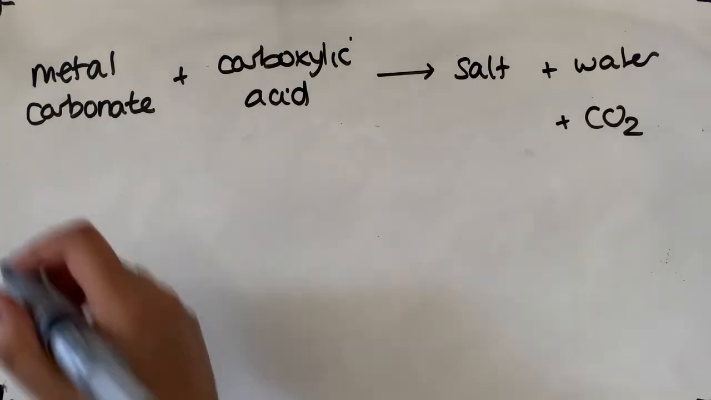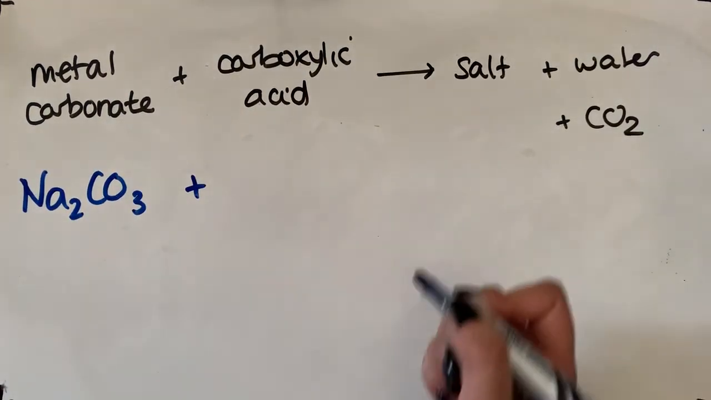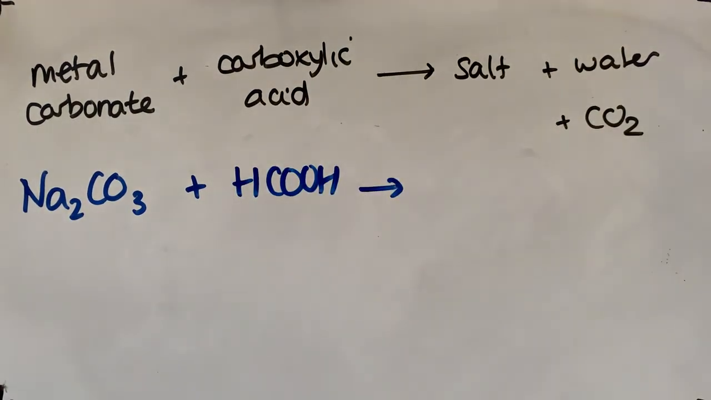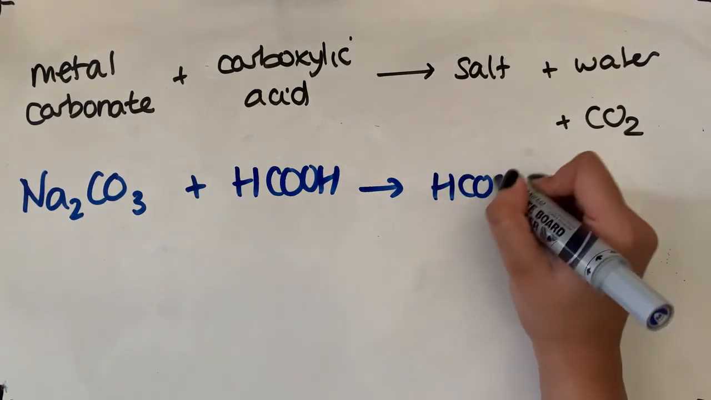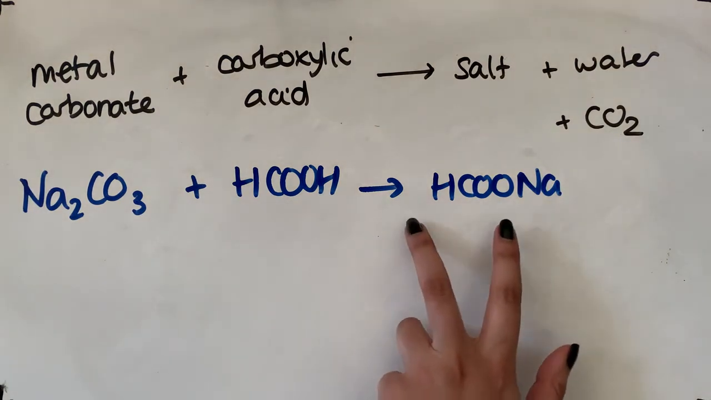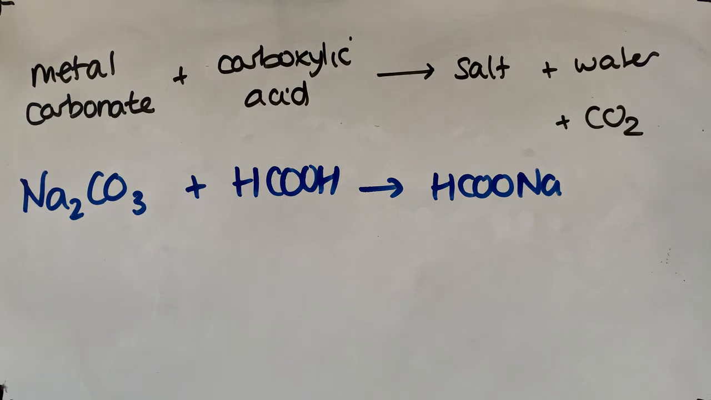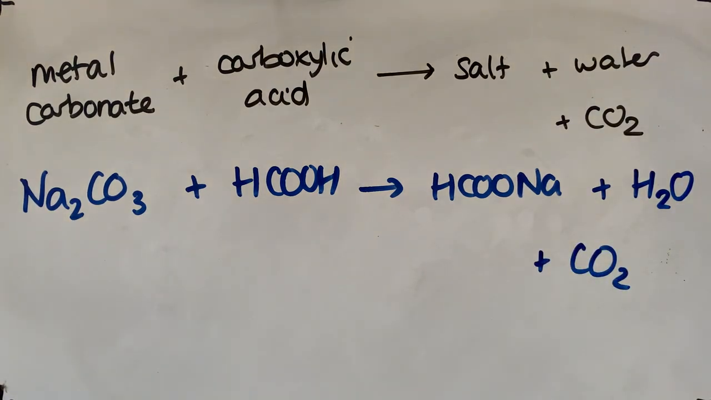So I'm just going to go for sodium carbonate. So that's Na2CO3. I'm going to go for methanoic acid here now. So the salt that's going to form is sodium methanoate, like that. I'm not putting the charges in this time. So you've got your methanoate ion there, you've got your sodium ion there to form that salt, plus water, plus carbon dioxide. Okay, and again, just double check that it's balanced.